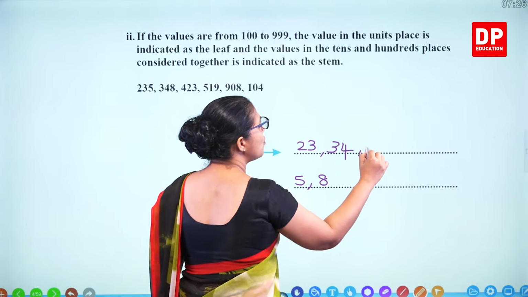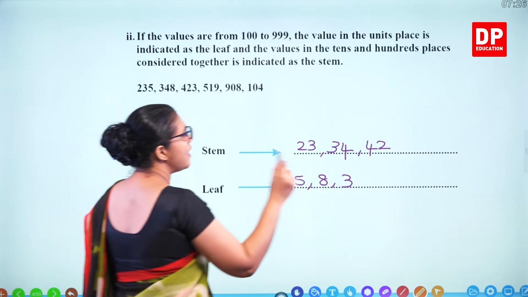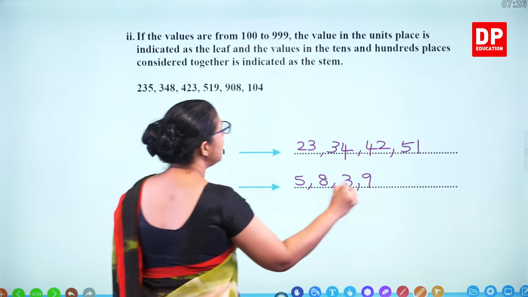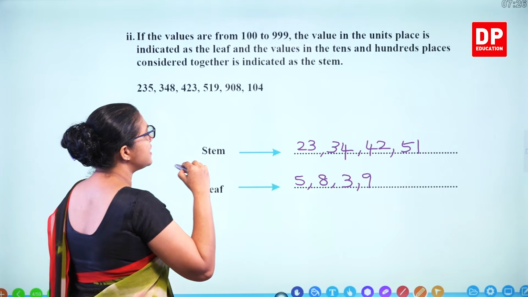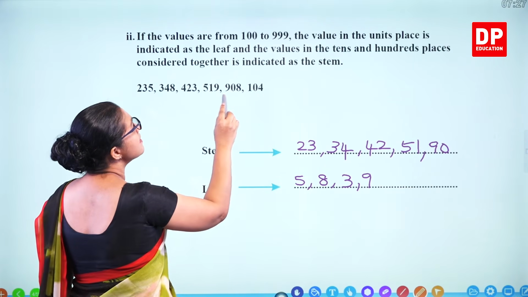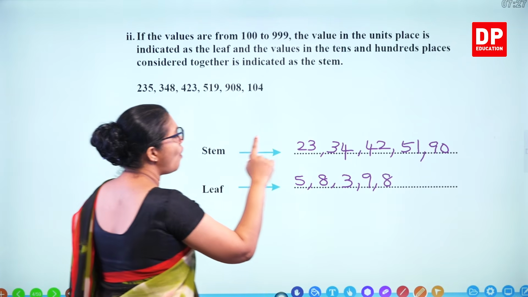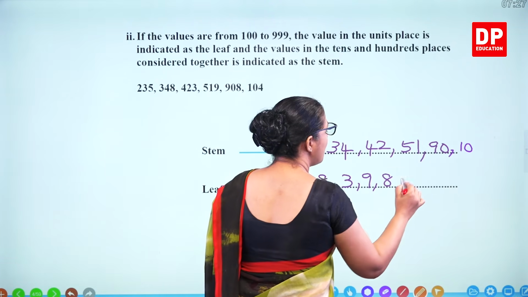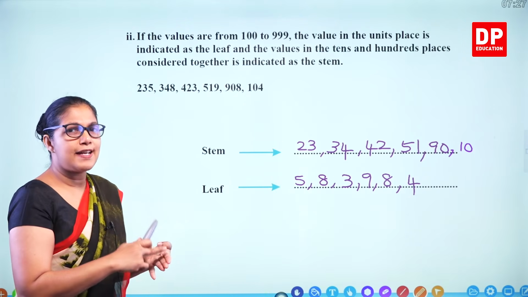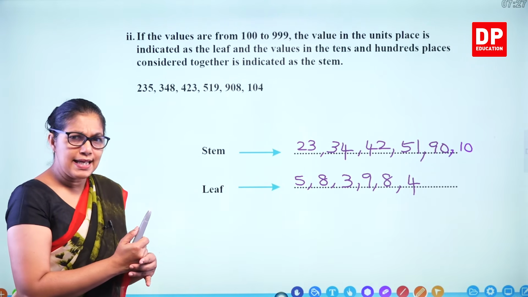423, 42 is the stem and 3 is the leaf. 519, 51 is the stem and 9 is the leaf. 908, 90 is the stem value and 8 is the leaf. 104, 10 is the stem value and 4 is the leaf. You take two numbers, the tens place and hundreds place number as a stem and the units place number as the leaf.